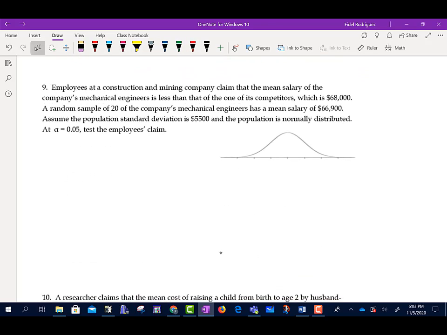See if we can't figure these things out. It says employees at a construction and mining company claim that the mean salary of the company's mechanical engineers is less than that of one of its competitors. So I'm going to stop right there. Okay. The mean salary. So remember what we call the mean salary. Mu is less than one of its competitors, which is 68,000. So the claim is mu is less than 68,000. Remember, this is my claim. Okay. So if this is my claim, what's the opposite of saying something is less than? Saying something is greater than or equal to 68,000.